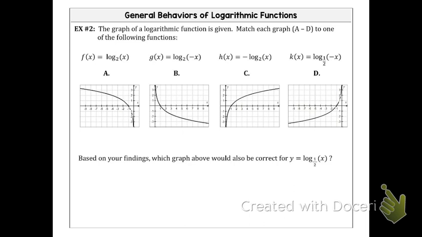All right, example 2 says the graph of a log function is given. Match each graph, A through D, to one of the following: log base 2 of x, log base 2 of negative x, negative log base 2 of x, and log base 1/2 of negative x. So I would start out with the first one there, log base 2 of x. So if I look here, that's our normal log function. There's no transformation. It's just a parent log. That is answer choice C.